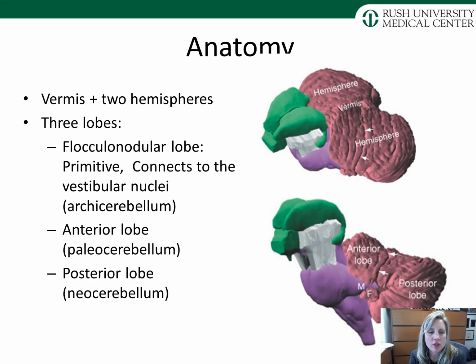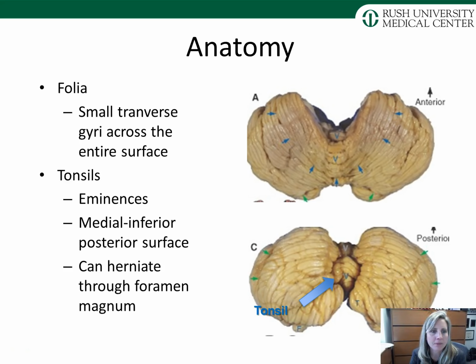So the most primitive portion of the cerebellum is the floccular nodular lobe, and this particular lobe connects the cerebellum to the vestibular nuclei for those very basic structures that allow you to stand and to coordinate walking. So you can see that this particular lobe is here labeled F. The anterior lobe up in here is the paleocerebellum. We think it's the second oldest lobe of the cerebellum. And then the posterior lobe, the neurocerebellum, the most sophisticated part of the cerebellum, is located here in the back.